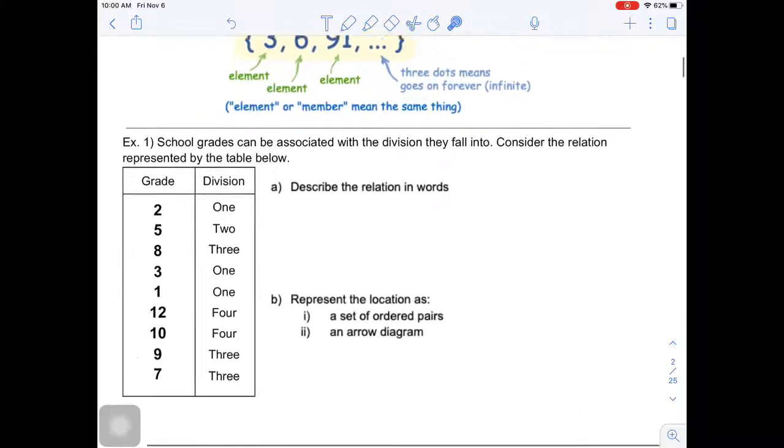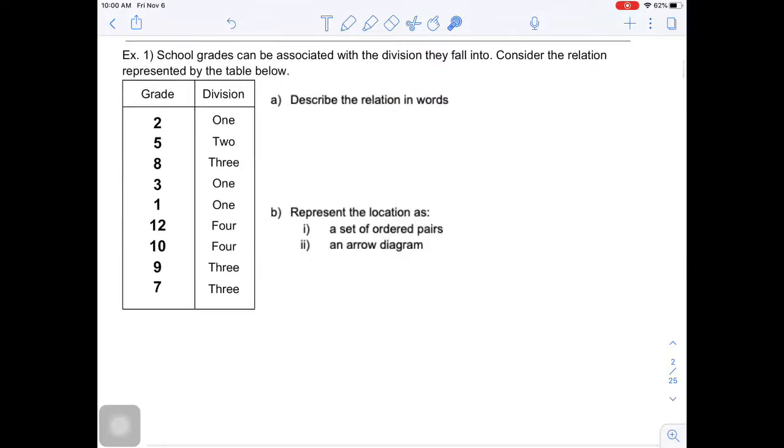So let's see an example here. So example 1, school grades can be associated with the division they fall into. Consider the relation represented by the table below. So we can see we have grades and we have a division that it's a part of. Okay, so grade 2 is a part of division 1. Grade 5 is part of division 2. Grade 8 is part of division 3.